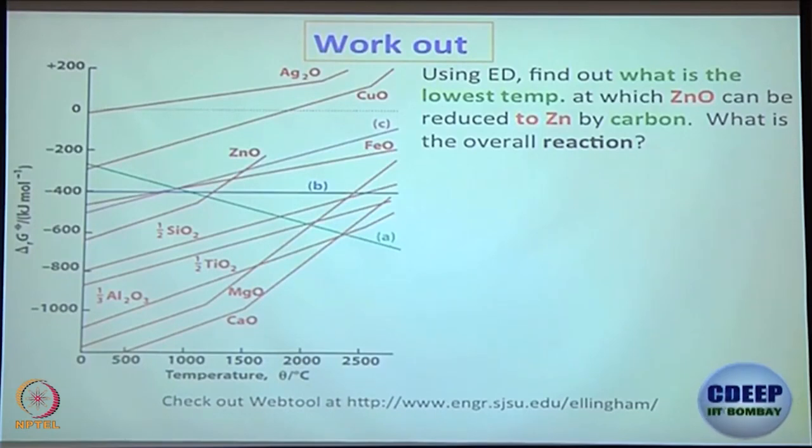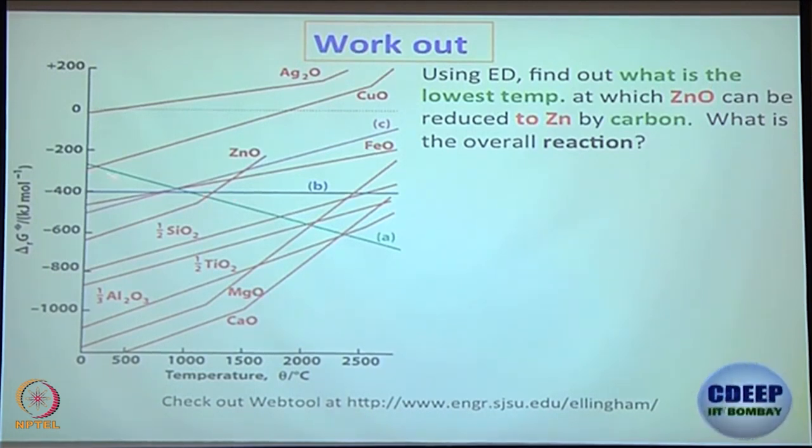Okay, now work out this one. This is a question: using the ED, the Ellingham diagram, find out what is the lowest temperature at which zinc oxide can be reduced to zinc by carbon. Let us say the zinc oxide curve is this one. Which is the temperature that is required to convert zinc oxide to zinc by using carbon? So, this is the temperature, right?